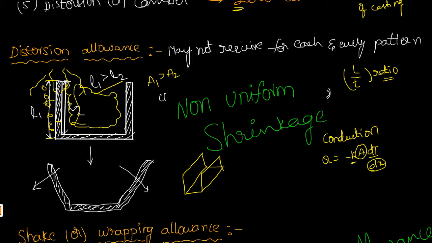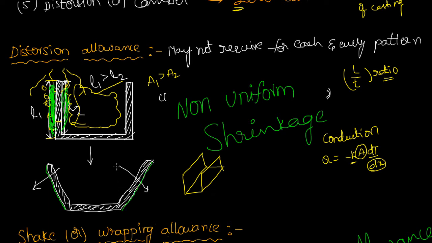Let me pick another color. This surface has less area compared to this surface. So definitely the heat loss on this surface will be high. So what will happen? If it is losing heat at a faster rate than this, then it will shrink definitely, and it will shrink somewhat slower than this surface, right? So if the shrinkage is non-uniform, then the final product may become like this.